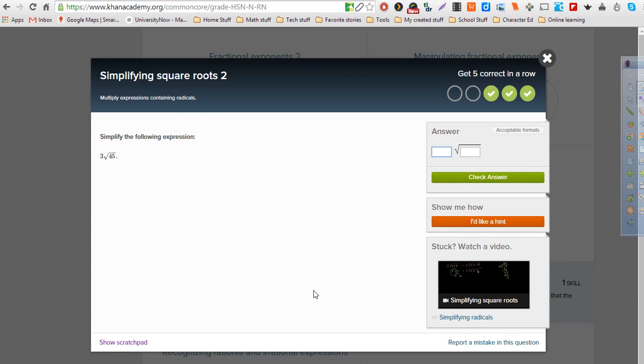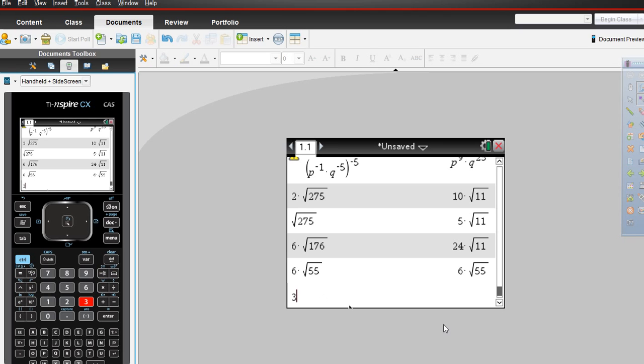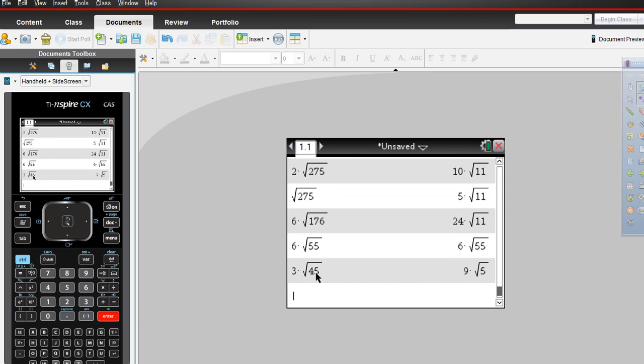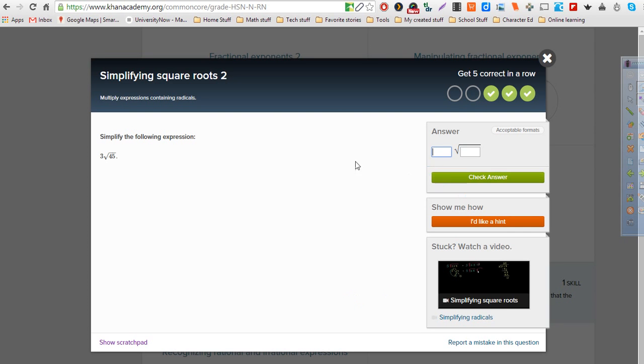So 3 times root 45. Now I happen to know that root 45 is 9 times 5, right? But I'm going to put it in there, and I'm going to get 9 root 5 because this is the square root of 9 times the square root of 5, right? And the square root of 9 is 3, so this is 3 times root 5, which is 9 root 5. So that's 9 root 5.